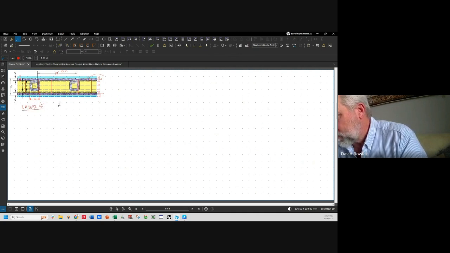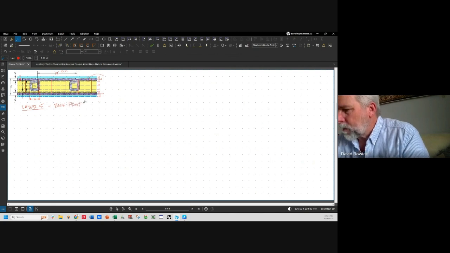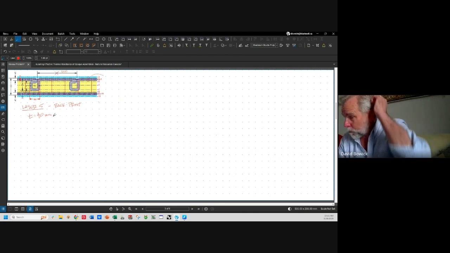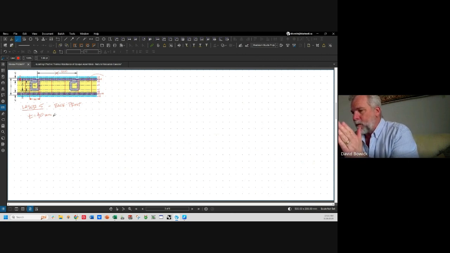Layer 5. I'm going to call this the back print layer. Thickness of layer 5 is 40 millimeters. And you can see that within layer 5, we've got three elements. We have the rebar within a 600 millimeter width. We have 3 bars going through. We have 156 millimeters wide of 3D printed concrete.